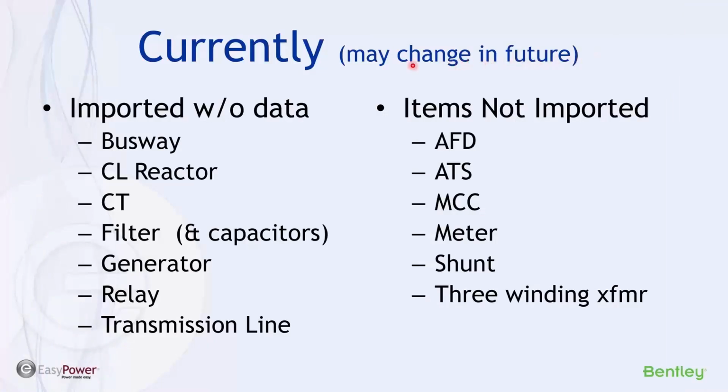So currently, devices that are imported without data include busways, current limiting reactors, CTs, filters, generators, relays, and transmission lines. Items that are not imported include this list, and this is straight out of the user's guide, but these may change in the future as more features are added.